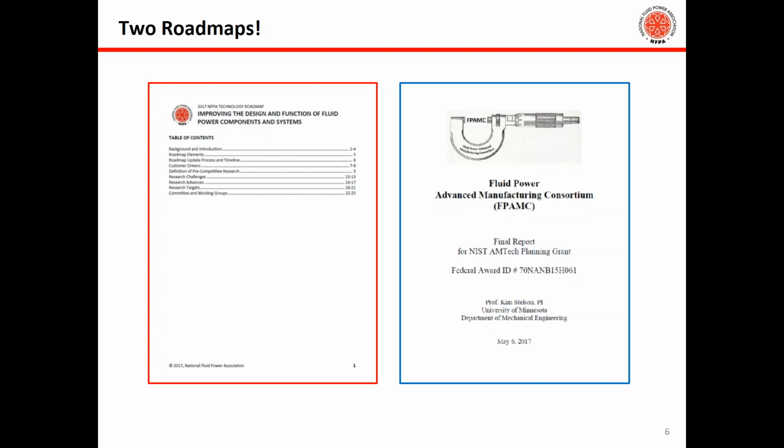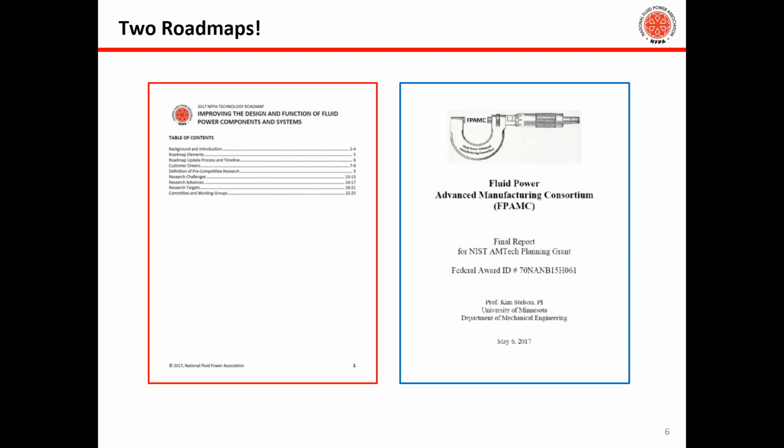The NFPA Technology Roadmap, a snapshot of which is on the left, has been focused on improving the design and function of fluid power products, and that is one of the 2 roadmaps. The other is the Manufacturing Roadmap, a snapshot of which is on the right. That focuses or has focused on improving the ways in which fluid power products are manufactured. And that document was published by the Fluid Power Advanced Manufacturing Consortium in May of 2017.